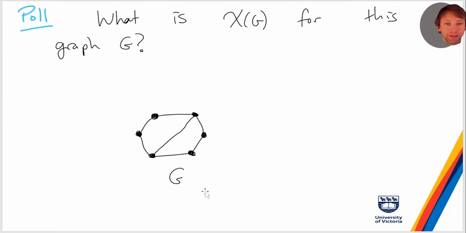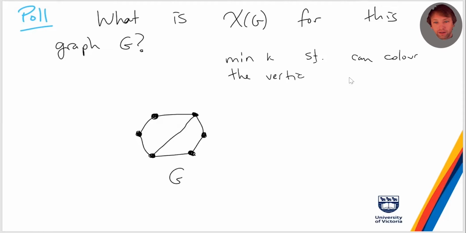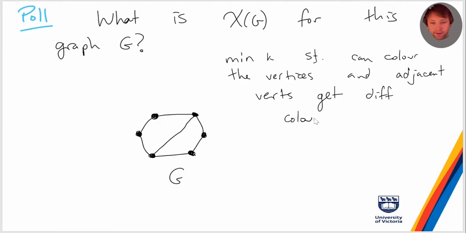What is the chromatic number of this graph? So I'm giving you lots of options here: 1, 2, 3, 4, 5, 6, 7, 42, or I don't know. So what's the minimum number of colors such that you can color the vertices of this graph and adjacent vertices get different colors? So remember, it's the min k such that you can color the vertices and adjacent vertices get different colors, right? Just to remind you what I'm asking for.